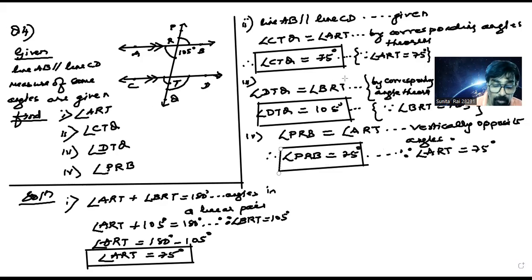Now what I'm going to do is some sums from the problem set related to exercise 2.1. In exercise 2.1, everywhere the lines are given parallel. So these are sums based on parallel lines, and you're going to do them from the problem set.